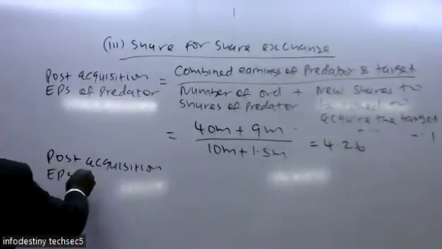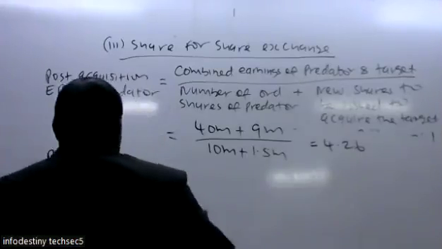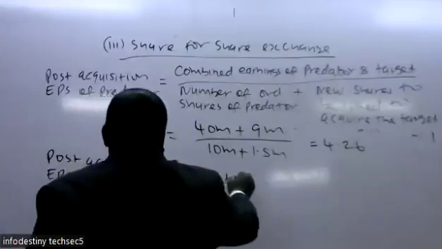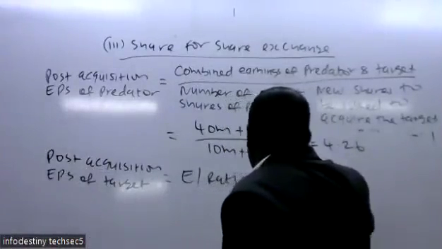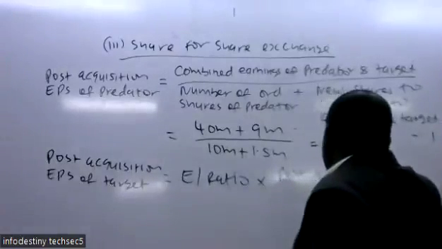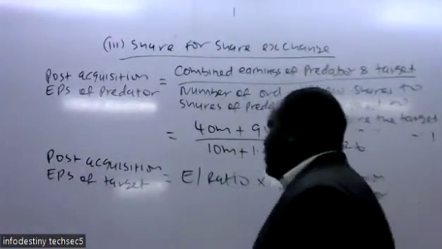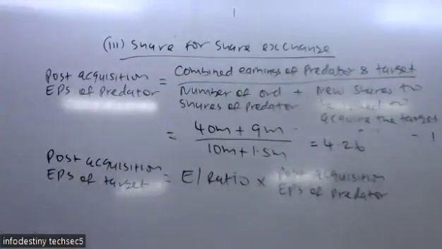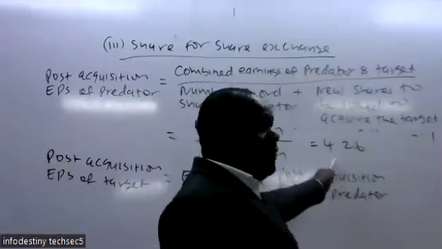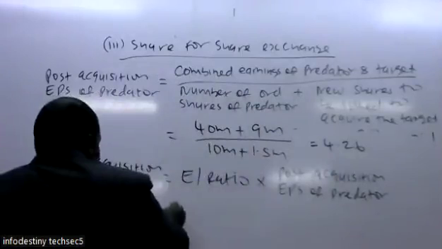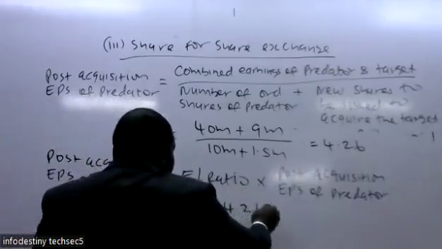The earnings per share of the target: if you are to compute the one for the target, you simply take the exchange ratio multiplied by the one for the predator. The one for the predator we have calculated. The exchange ratio we also calculated. Remember, the exchange ratio is 1:2, that's the same as 1/2. Then multiplied by the 4.26.